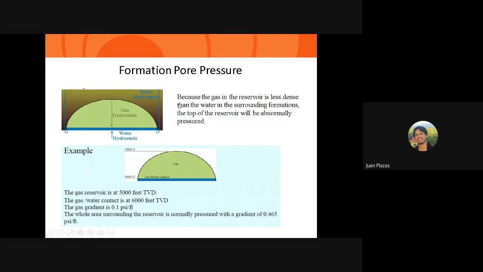Okay, what we have here is another type of formation. Pore pressure could be abnormal when some hydrocarbon, gas in this case, but it could be gas or oil, is surrounding. We have hydrocarbon here on top of some water. Remember that when we assume normal formation fluid, it will be water, but now it has gas or could be oil. Because the density of the gas in the reservoir is less than the water, gas 2 ppg, water 8.3, 8.4 ppg, the formation on top of the reservoir will be abnormally pressured.